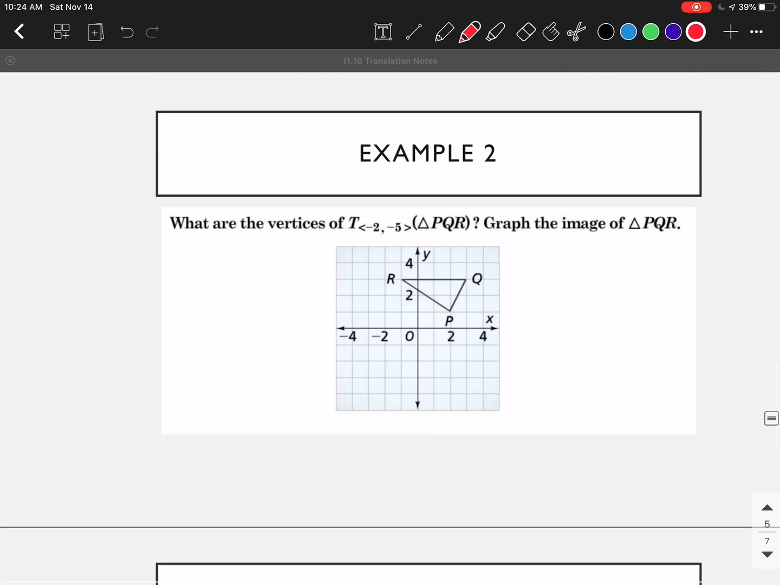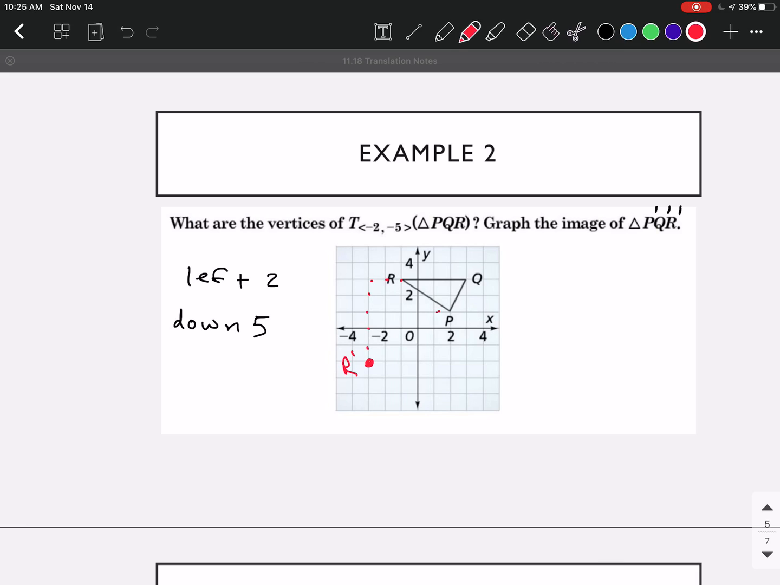Example 2 now. What are the vertices of translation (-2, -5) of triangle PQR? Graph the image of triangle PQR. This should be P prime, Q prime, R prime. So with it, I know I need to move it left 2 and down 5 units. So now, again, we'll go left 2: 1, 2, down 5 now: 1, 2, 3, 4, 5. So this will be R prime.